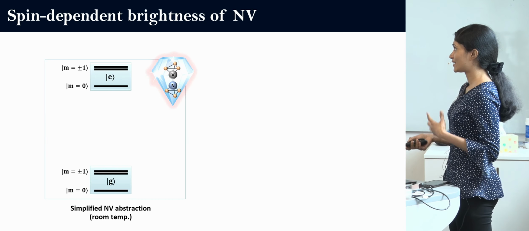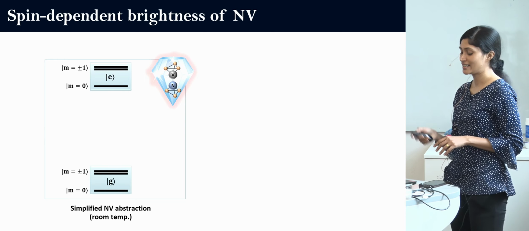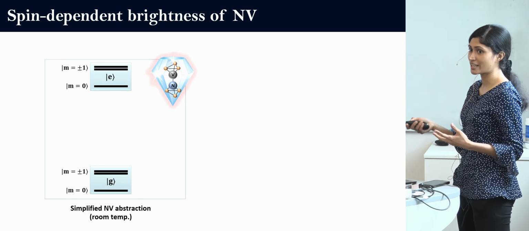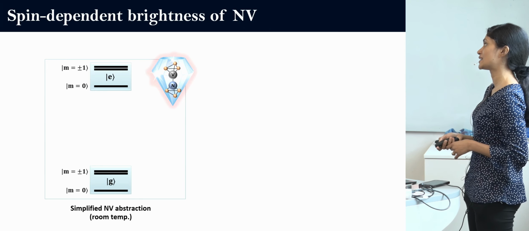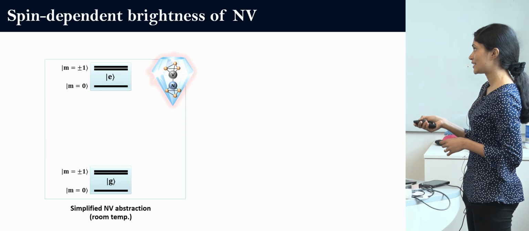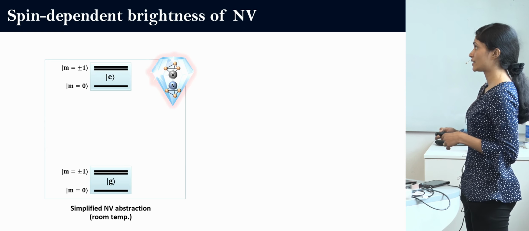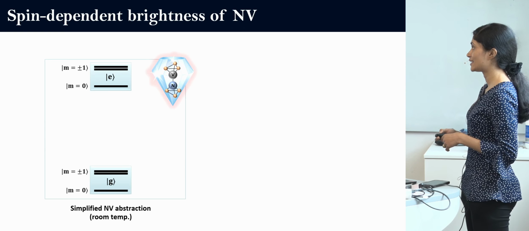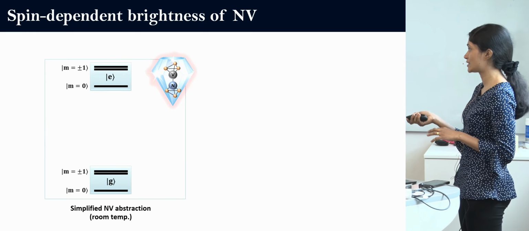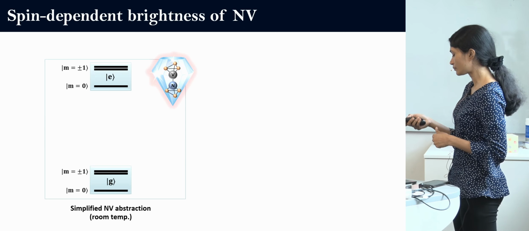So that's about how NV center gets its spin. Now that we have some idea of that, let's see how it gets its spin dependent brightness, which is kind of the superpower of the NV center. Now we're going to use this very simplified level structure to understand how this spin dependent brightness happens. In reality, the level structure is much more complicated than that, but this is enough for us to understand the gist of what's going on.